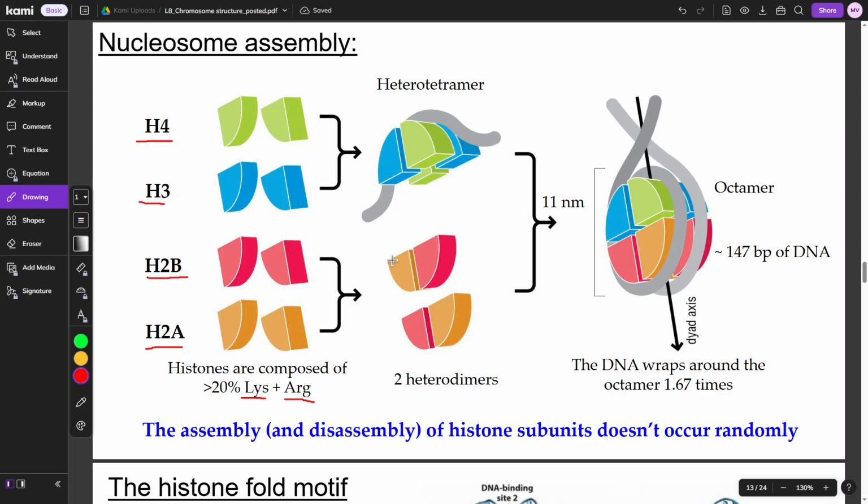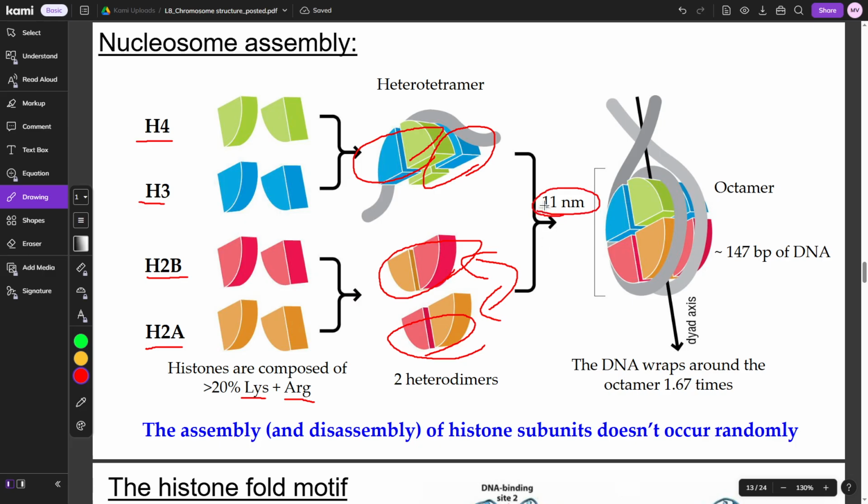So what you do is you take these and form dimers. H2B and H2A combine to make heterodimers, and H4 and H3 also combine to make heterodimers. Then you stack the H3, H4 dimers on top of each other, combine them all, and you make this. This is an 8 subunit complex, an octamer of histone proteins, and once you wrap the DNA around it, it's a nucleosome.